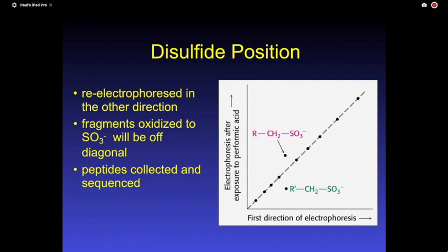But anything that is off the diagonal meant that in one direction it was big, connected together. In the second direction, it was broken into two smaller pieces. There was a disulfide there. You can cut them out of the gel and sequence them, and where the cysteine is, is most likely where the disulfides are. Usually you have one, you might have two, and then you would have to do a little more fine-tuning on that. But it allows us to find disulfide bonds.